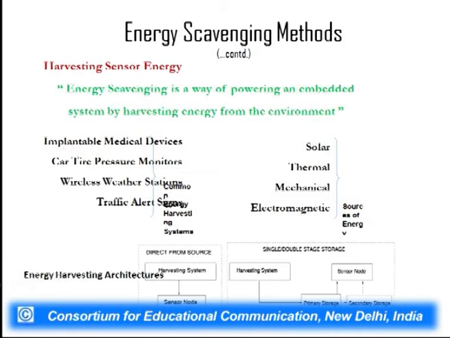Now we have energy scavenging methods. As we introduced earlier, sensor devices are battery based devices, so there has to be some way to regenerate the battery power from which the sensor activities are powered. Energy scavenging is a way of powering an embedded system by harvesting energy from the environment. A sensor node is often called an embedded system because it contains many things, as discussed before: the transceivers, that is the transmission, the reception, even the actuation. So a sensor node can be taken as an embedded system, and it can harvest energy from nature. It can be solar, thermal, kinetic, mechanical, or electromagnetic sources of energy.